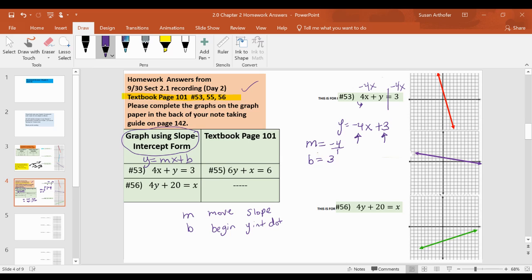When you have just a regular integer like negative 4, you put it over 1. So how are you going to move? Negative 4 over 1 means down 4, over 1, and you always go to the right. Never go any other way. That's the most common mistake here. Always move your hand to the right.